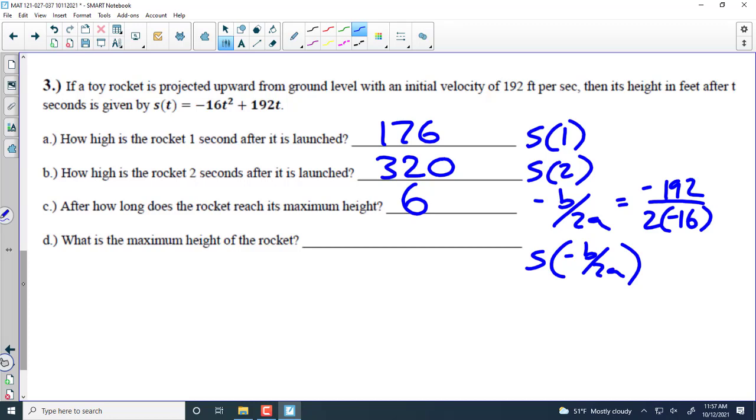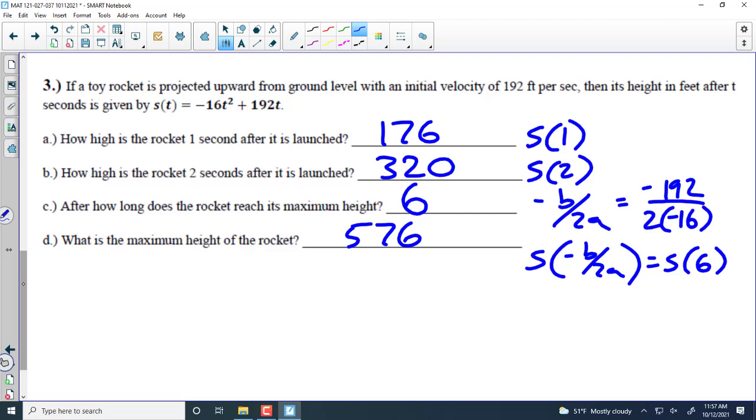That's how long it takes for it to reach its maximum height. You plug that into the function, and you'll get 576. Now there's only one problem with my answers up here. Does anyone know what's wrong with my answers? The vertex, we have 2 answers. Well, the vertex is actually broken up. It's supposed to be broken up into 2. So the vertex is 6, 576. But this is specifically asking for 2 answers, so that's okay.